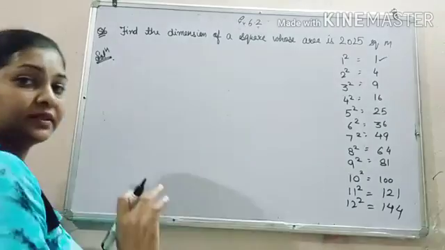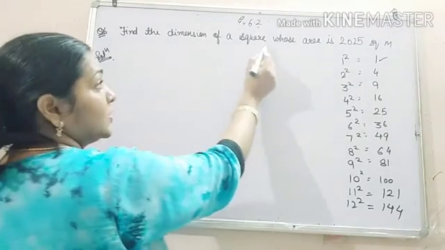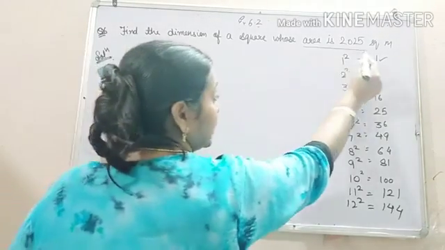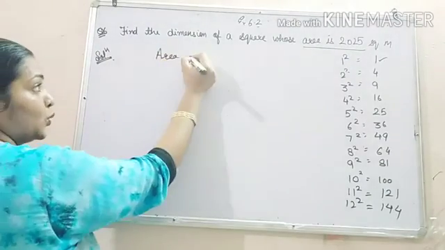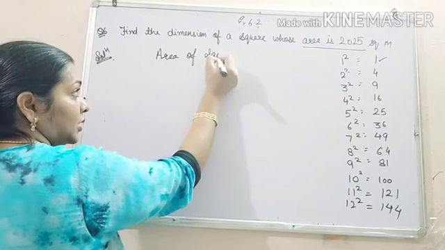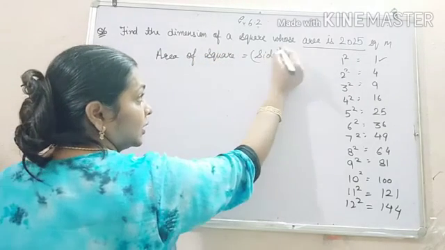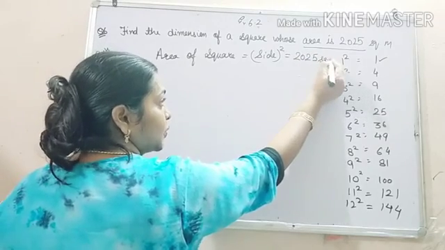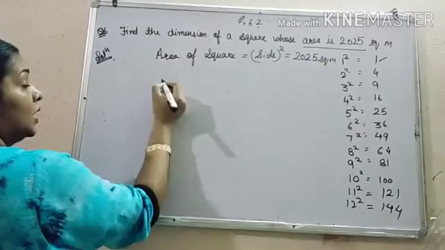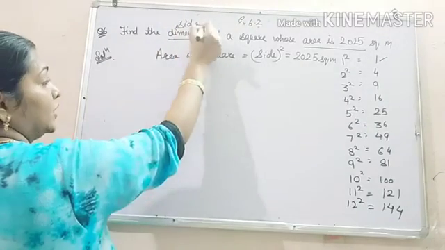In problem 6, it is given that you have to find the dimension of a square whose area is 2025 square meter. Now, area of square is equal to side square, which is given to be 2025 square meter. And you have to find dimension. Dimension means side of the square.